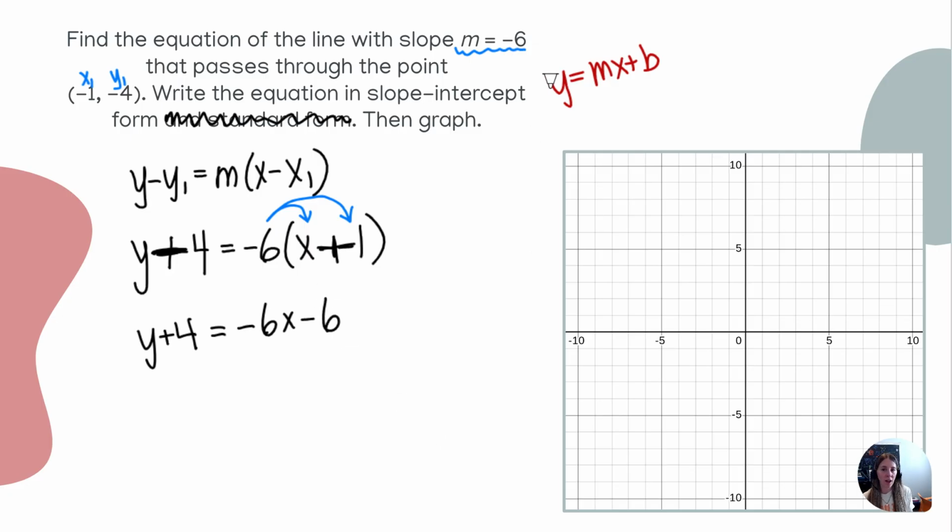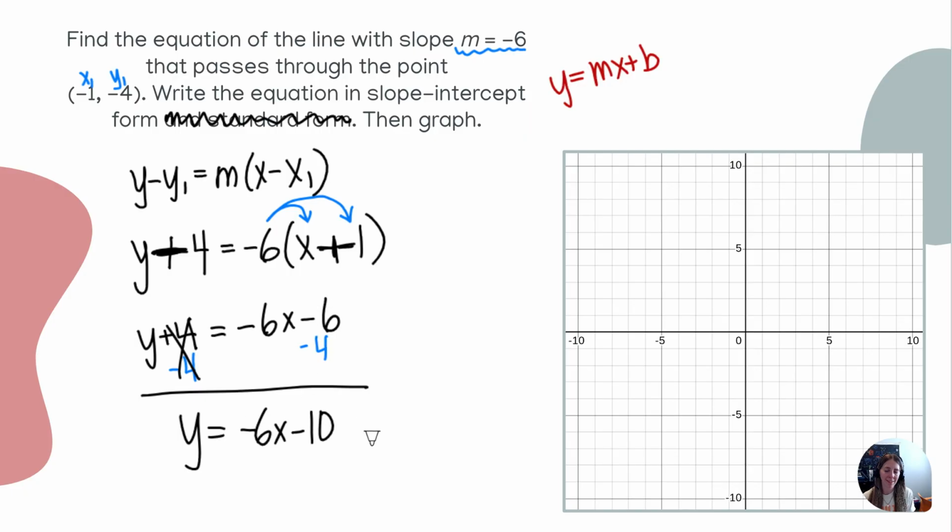And then next goal, I need y by itself. So I'm going to subtract 4 on both sides. And when I do that, there's a zero pair. Y is by itself. I've got -6x, and -6 minus 4 is -10. Okay, so that is my equation in slope-intercept form.